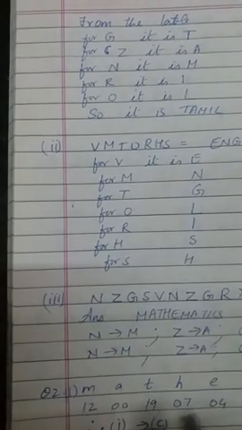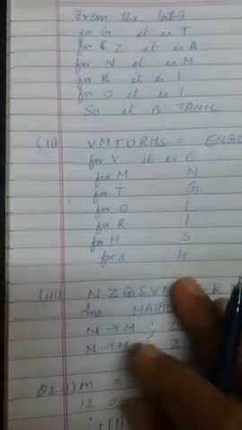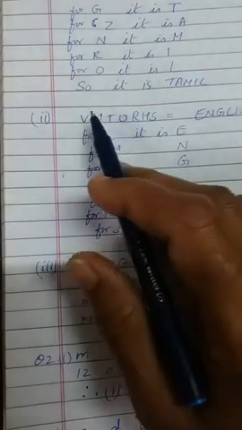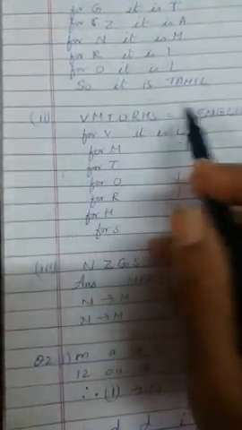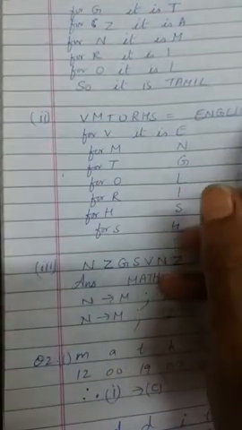Okay, see the table what we did just now. Instead of A, B, C, D, the reverse of that. See that. Very simple. So you will get what answer? Instead of V is E, instead of M is N. So E, N, G, L, I, S, H, English.